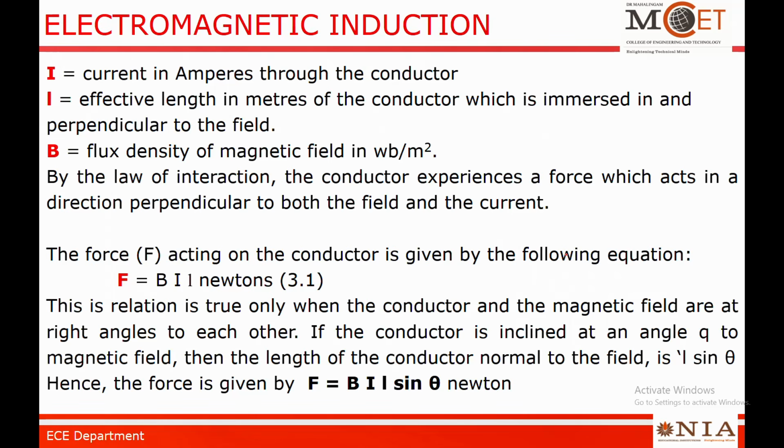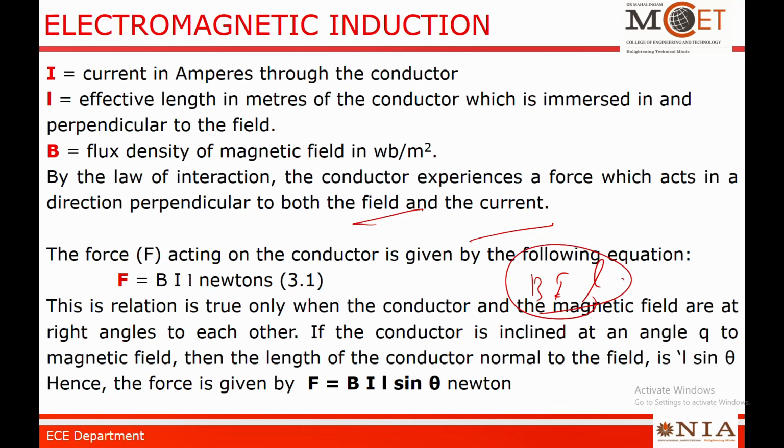And I is the current across the conductor. By the law of interaction, the conductor will experience a force when flux density, length of the conductor and the current across the conductor combine. It produces a force. That force acts in the direction perpendicular to both the magnetic field and the current. So F is equal to BIL.